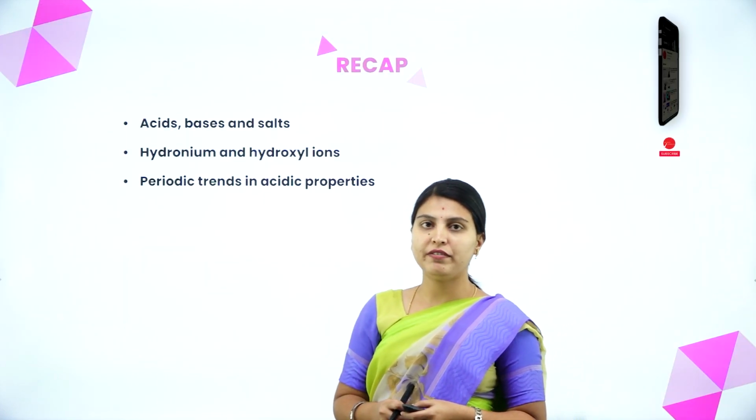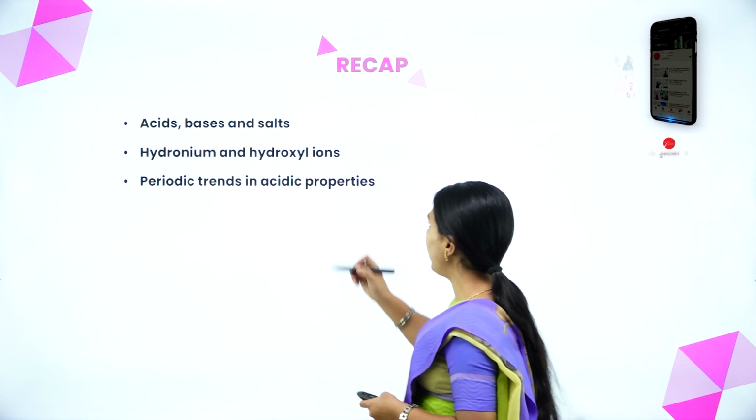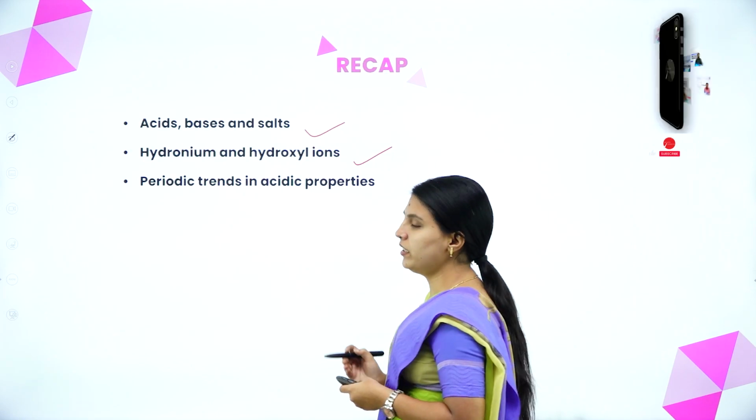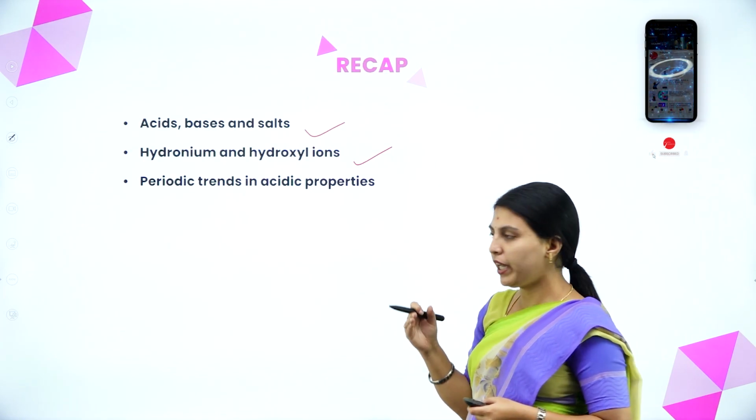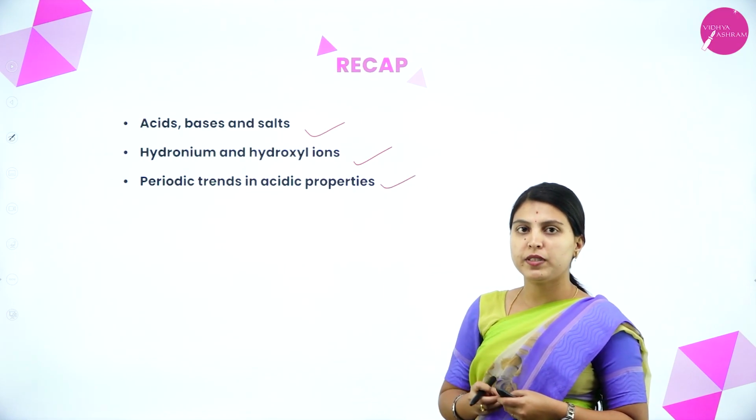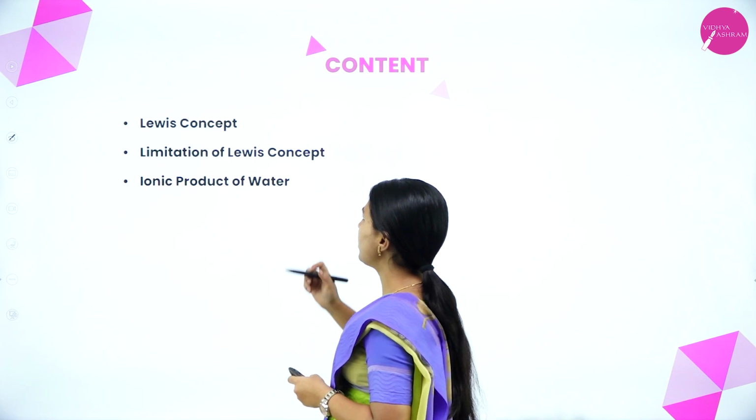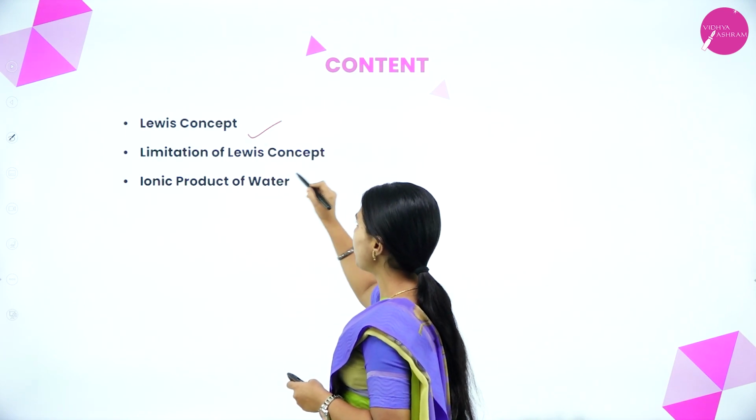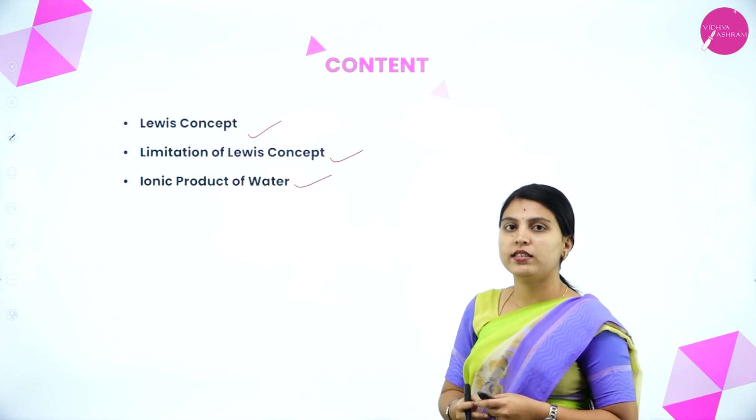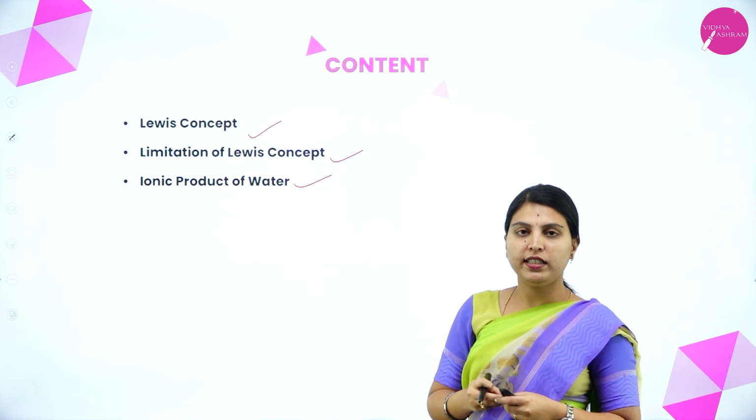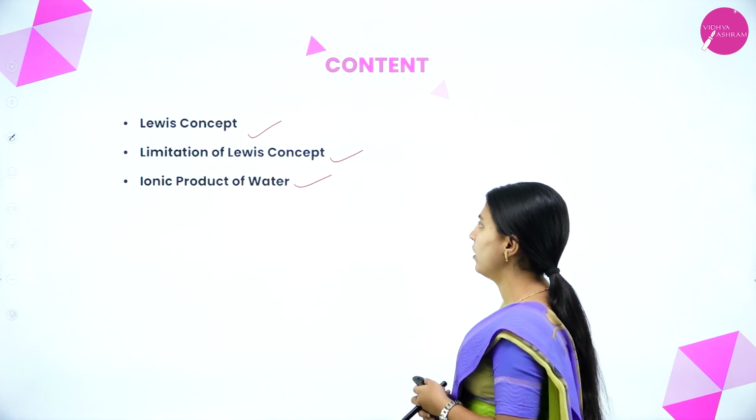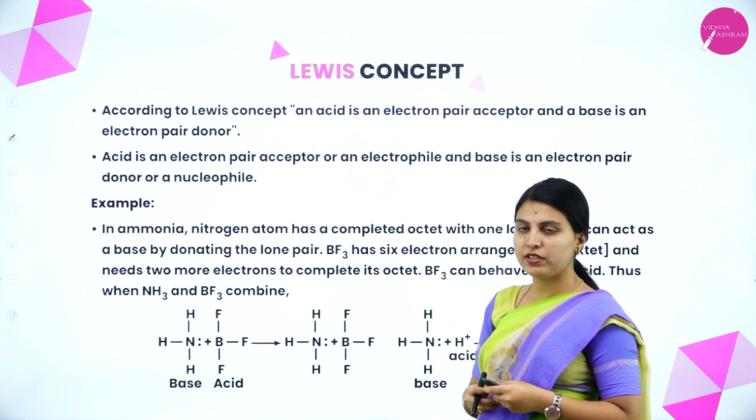In the last session we have discussed acids, bases and salts, hydronium and hydroxyl ions, and how the acidic properties will behave in the periodic trends. We have seen these three concepts in the previous session. In today's session, we will discuss the Lewis concept, limitation of Lewis concept, ionic product of water, and some of the related concepts of acids and bases. Relative strengths of acids and bases also we will see in today's session. What do you mean by Lewis concept?